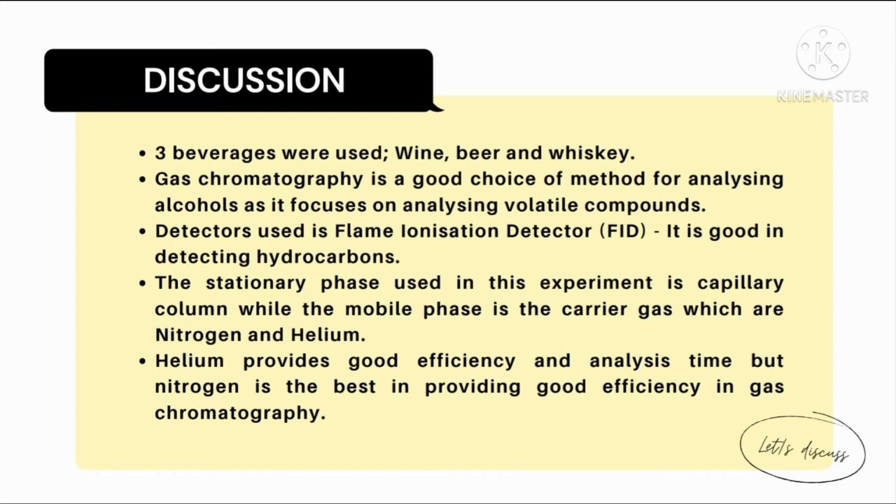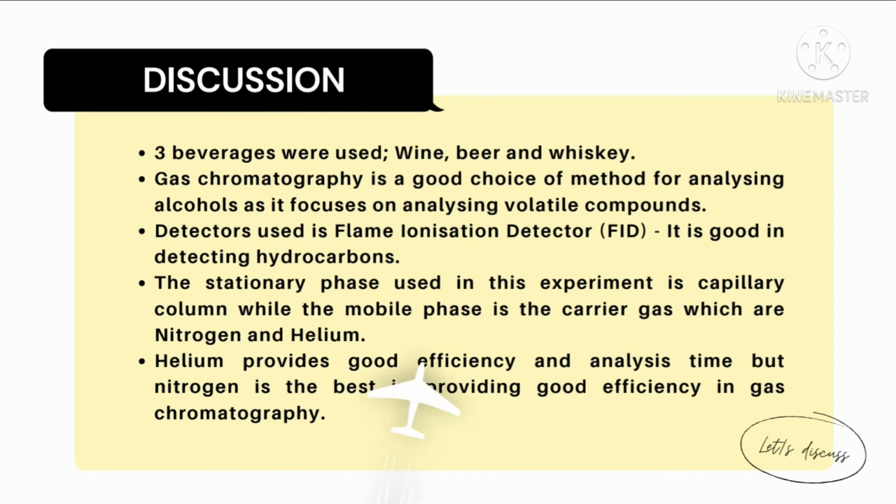The stationary phase used in this experiment is a capillary column, while the mobile phase is the carrier gas, which are nitrogen and helium. It is known that helium provides good efficiency and analysis time, but nitrogen is the best in providing good efficiency in gas chromatography.